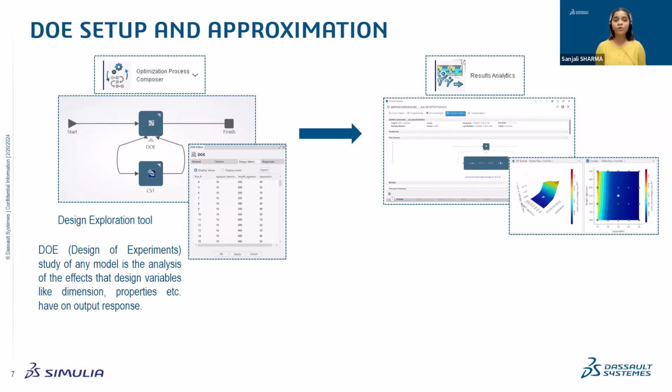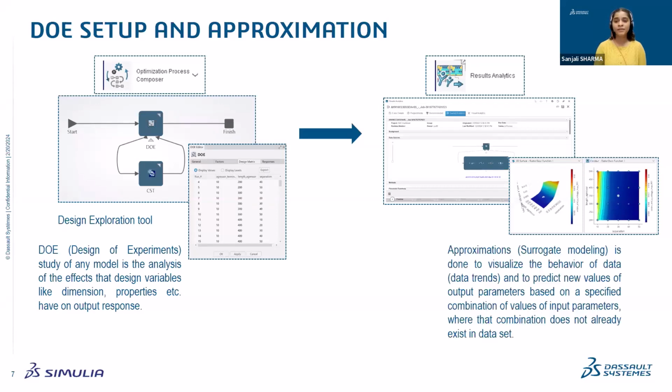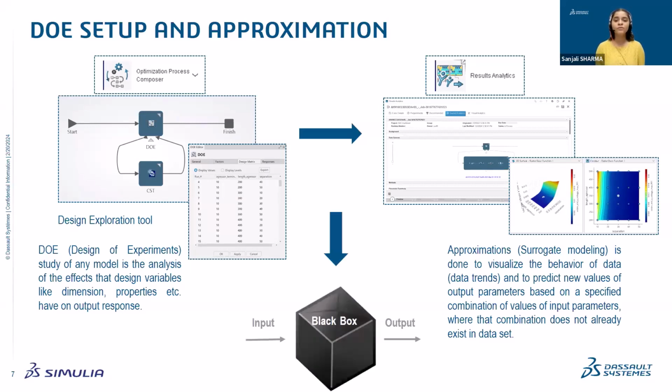Now we have the collection of input-output data, right? So this we can analyze in the result analytics app, where we can explore all these data sets and create the surrogate models to visualize the behavior of the data. This will help us predict the new value of the output parameters based on a combination of input values where that combination does not already exist in the dataset. Both these processes will act as a black box for our EMC dashboard, where the user can feed the input and get the output without worrying about what's going on inside the black box.